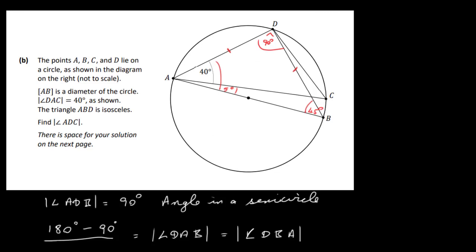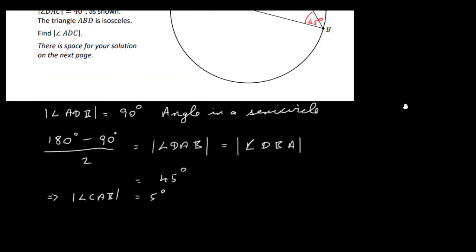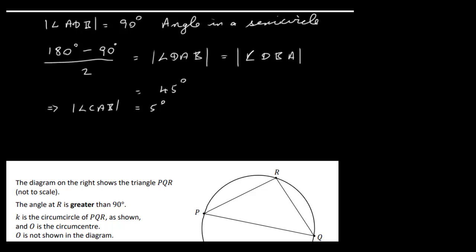Okay, so also if we look here, we can see that angle ACD and angle ABD, they both stand on this arc here. So they both stand on this arc here, so that means that this angle is 45 degrees and this angle here must be equal to 45 degrees as well. So that means angle ACD is equal to 45 degrees.